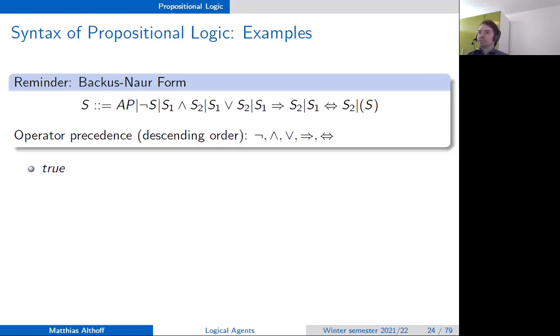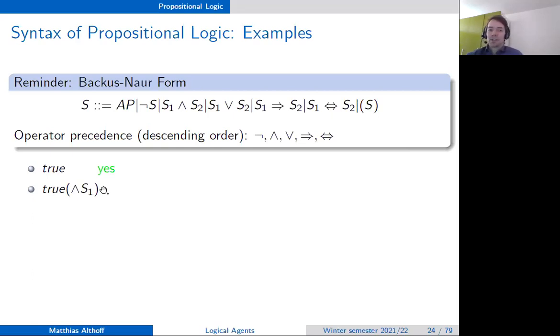Okay, so now we can play a small game and ask ourselves whether this is a correct formula or not. The first formula is just "true". Maybe it's too easy to judge for some people, but true is the same, for instance, as S or not S. And this formula is always true. And of course, S or not S is also a formula that is correctly formed. So we can say true is a correct propositional logic formula.